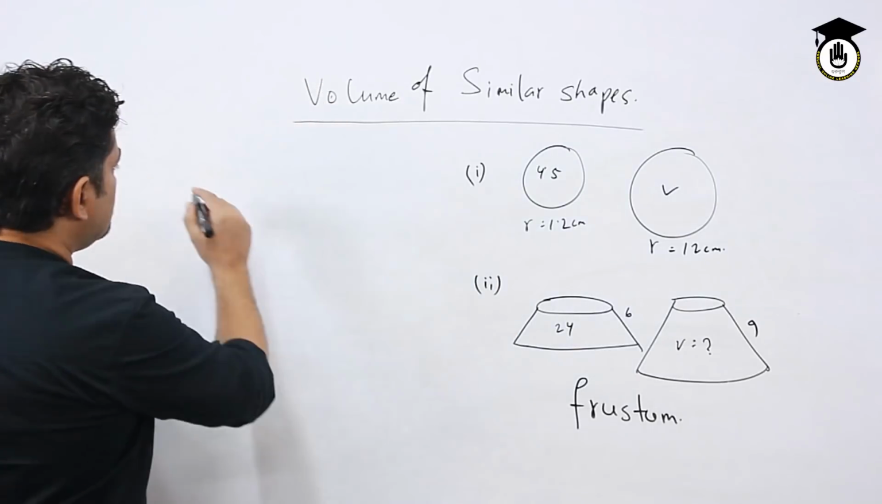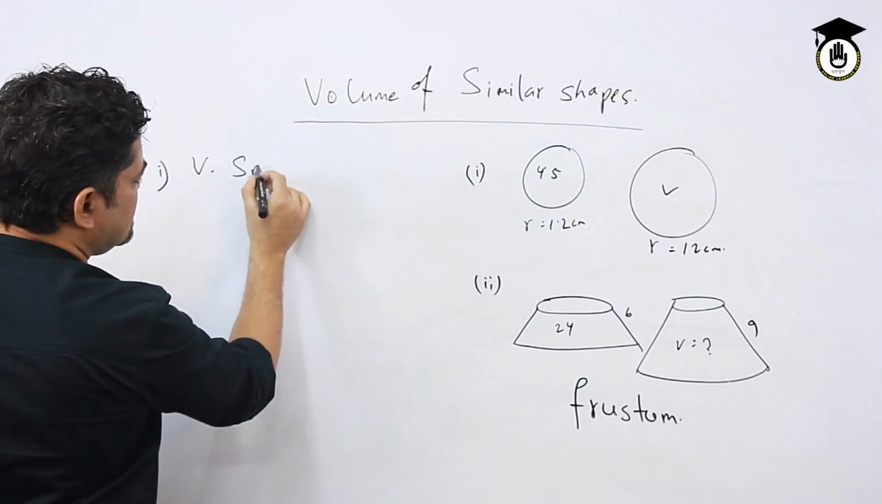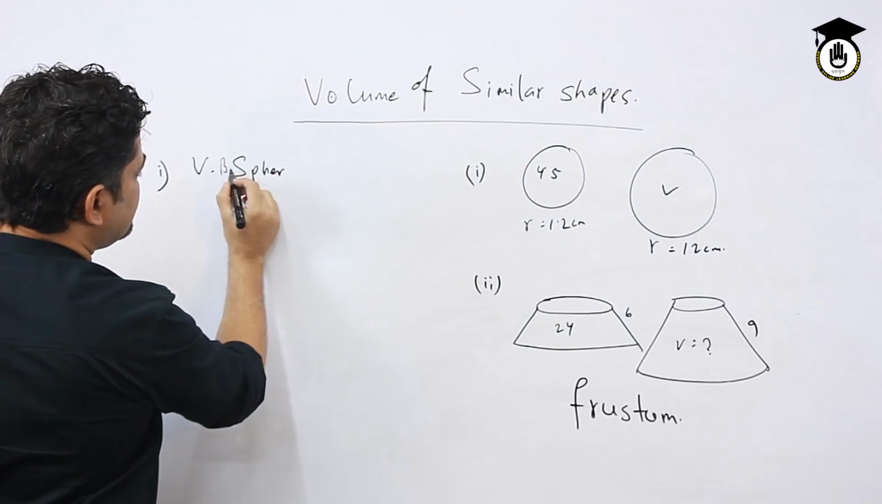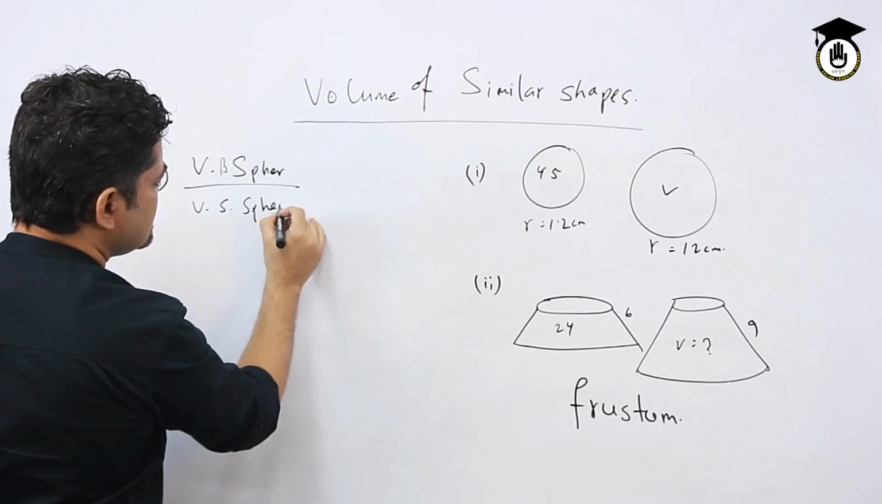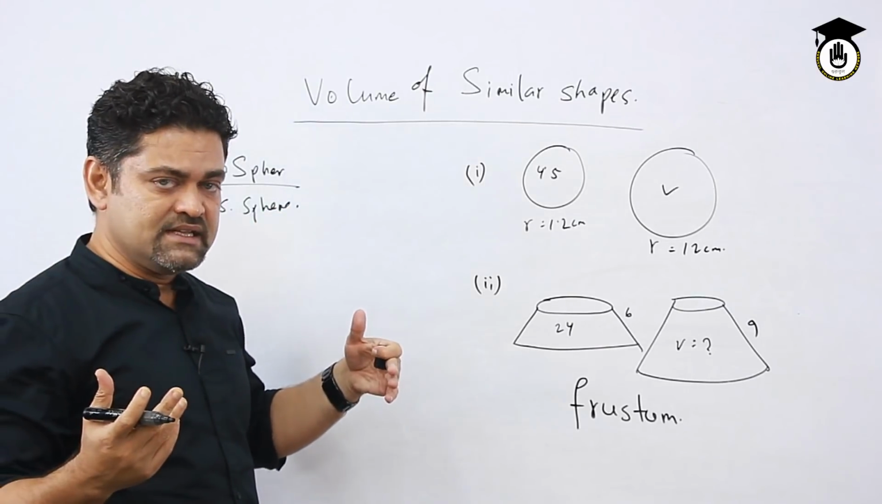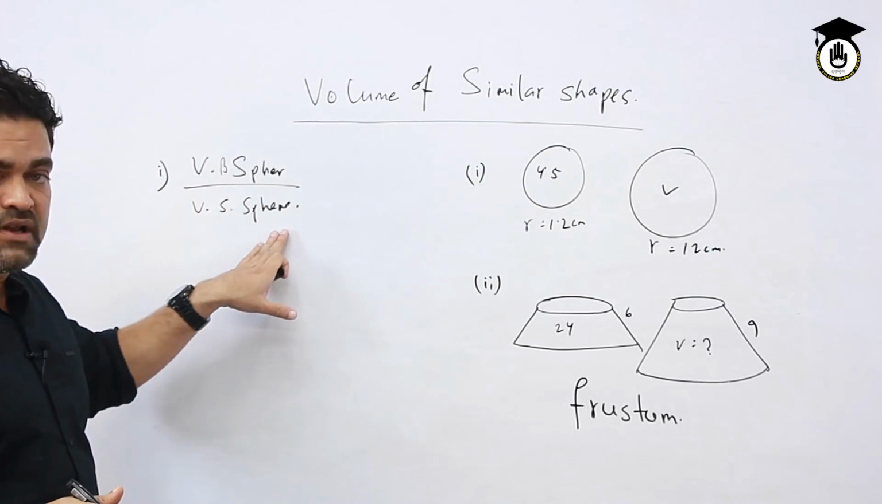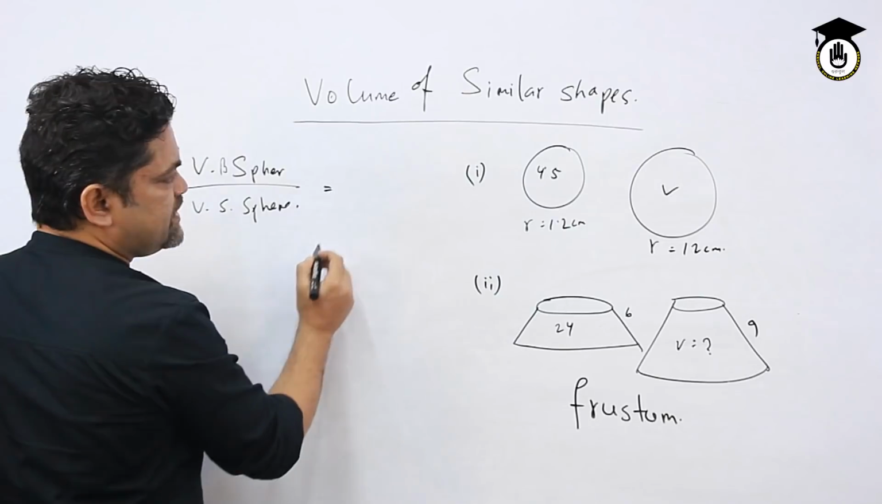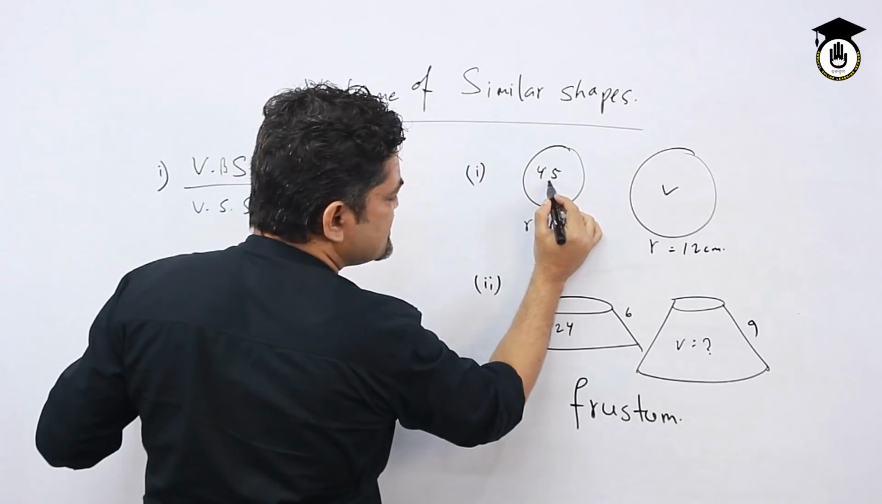So look here, number one. If I want to sort out the same problem, volume of the bigger sphere divided by volume of the smaller sphere. I'm not writing it again and again, so try to understand verbally according to my lecture. The volume of the bigger sphere divided by the volume of the smaller sphere will be equal to their corresponding radii, cubed. Here the radii are given.